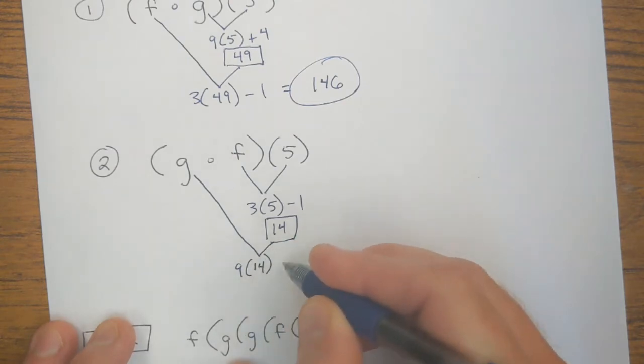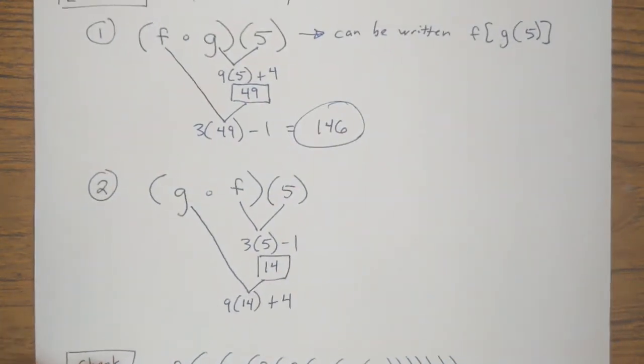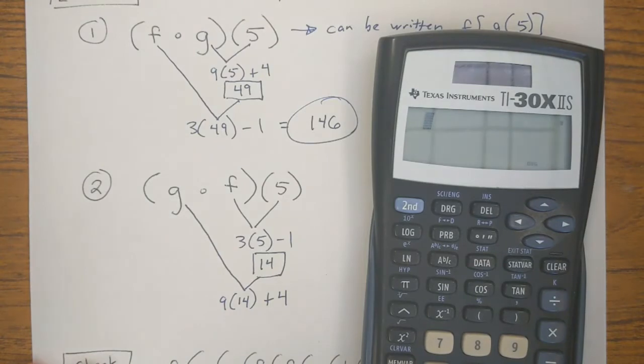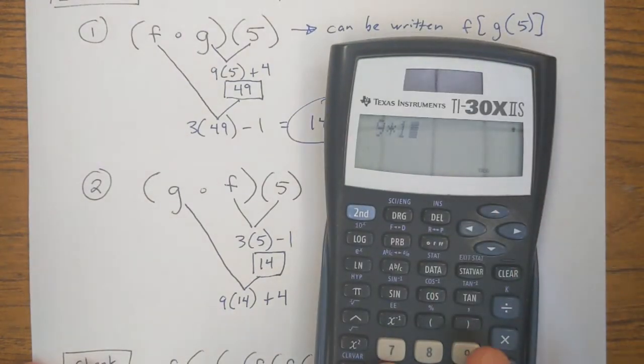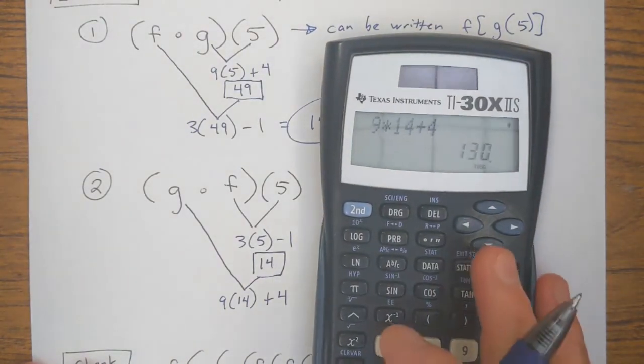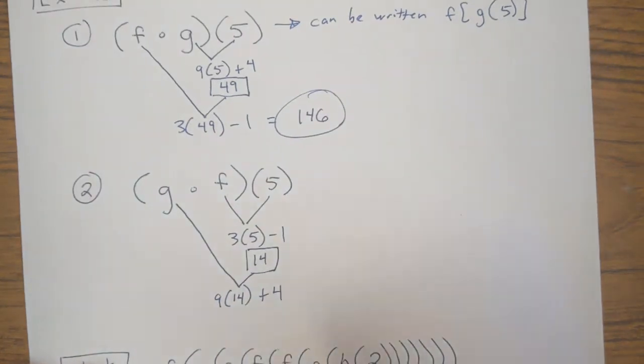Now let's see if we get the same answer or a different answer. I'm going to cheat and use my calculator. 9 times 14 plus 4. It does come out differently. It comes out to 130.